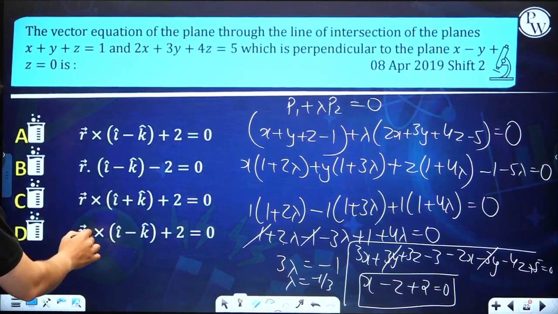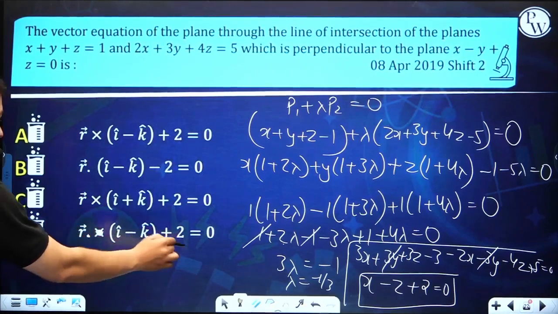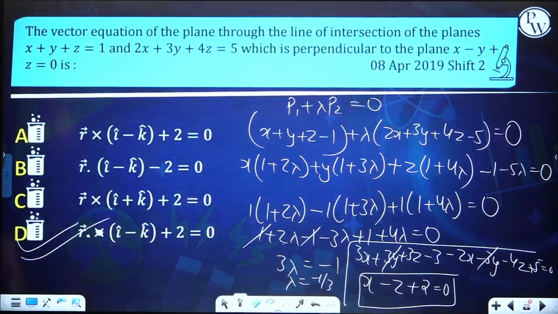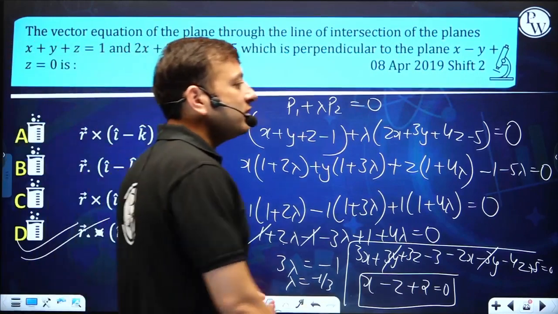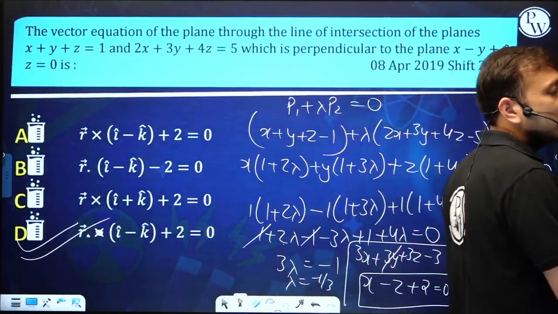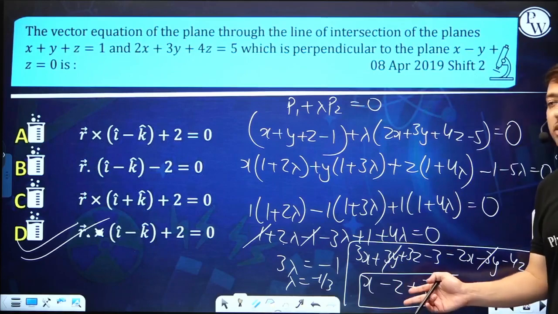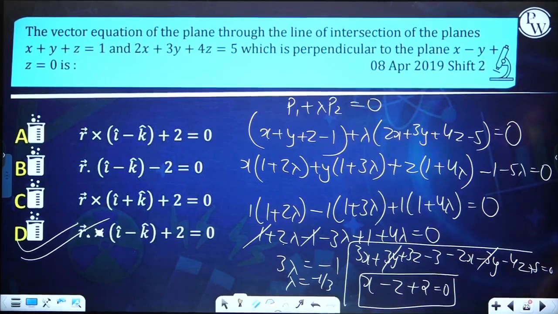That will be r dot here. The cross is not there, the dot is there. So r dot this, option D, like this. So it's always convenient to solve in Cartesian form and then compare it with your vector form. That's why we have studied both parts, how to convert into vector form or Cartesian form.